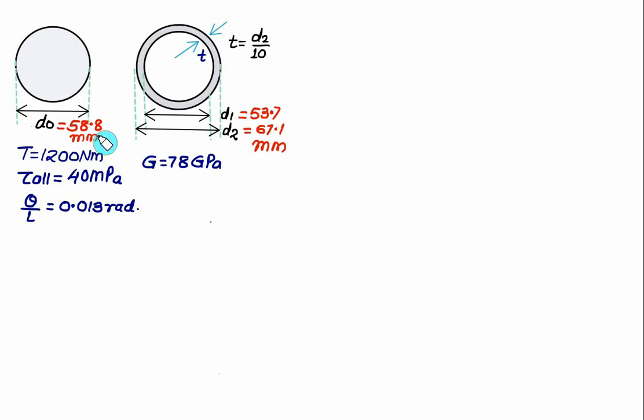So for the given constraints, we have the solid shaft diameter D0 coming out to be 58.8, the hollow shaft D1 is 53.7, and D2 equal to 67.1 mm. Now we will compare the weight. As far as the weight is considered, weight is given as a product of rho multiplied by g multiplied by area multiplied by length. Rho is same, g is same, length is same. Area is pi into D0 squared for the solid shaft, and pi into D2 squared minus D1 squared for the hollow shaft. So again the pi will get cancelled.